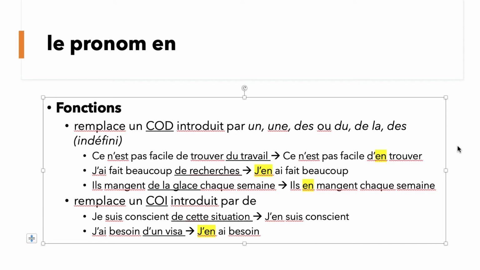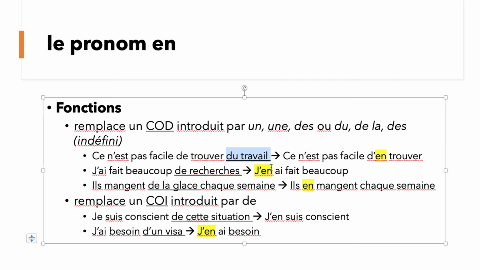It asks you to choose between défini and indéfini. So whenever you have these articles in front of or in the sentence that you're trying to get rid of, like a portion of it, you're going to be using en. Let's take a look at the example. Ce n'est pas facile de trouver du travail. Okay, so you don't want du travail.